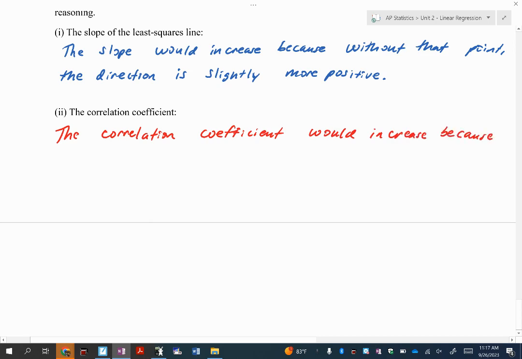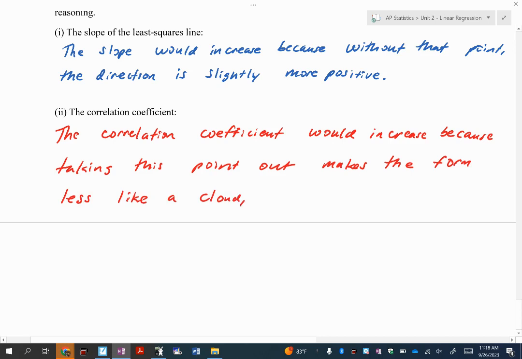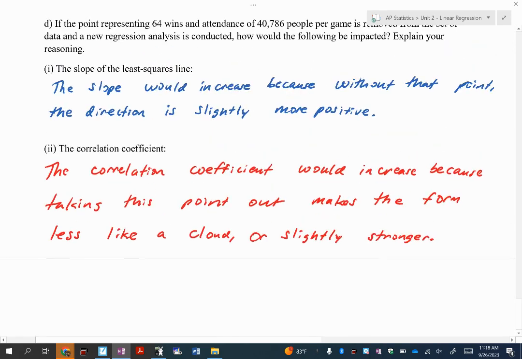because taking this point out makes the form less like a cloud, or I'll say, slightly stronger. All right, so that's what I'm putting for that last question.